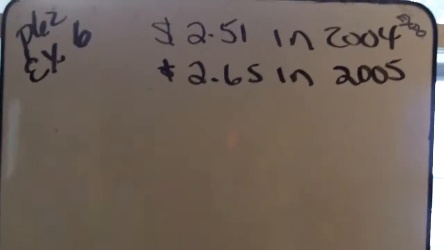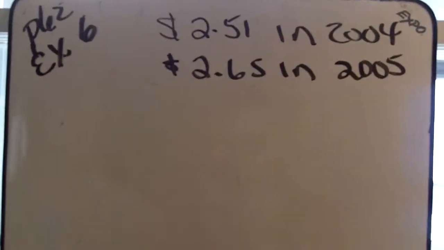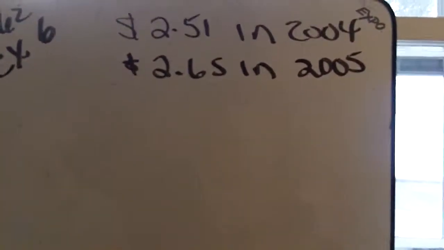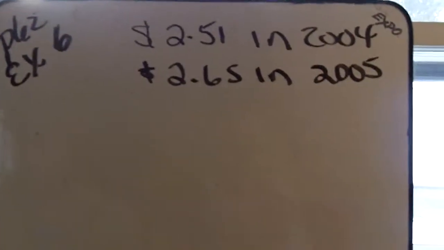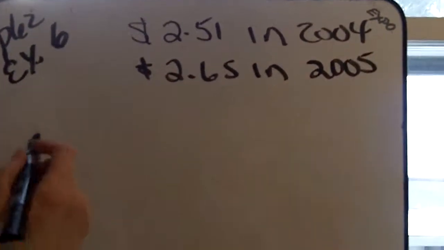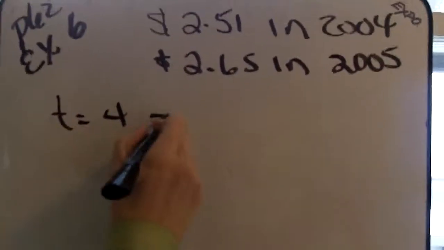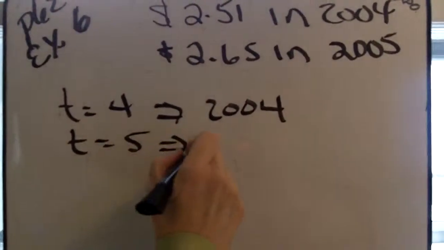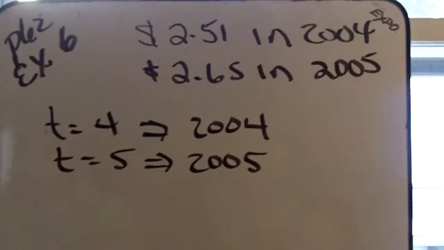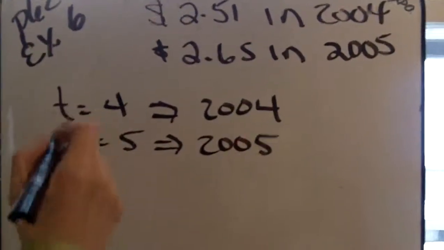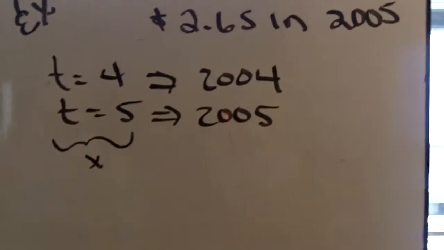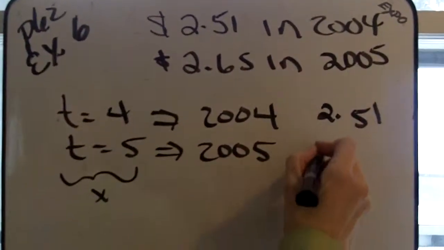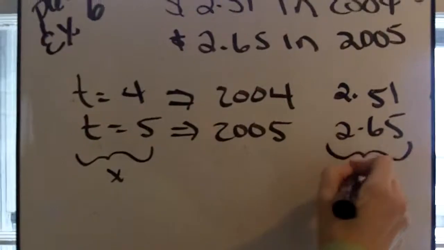So if we're going to assume that this is a linear situation, then we are going to have to find the slope of the line and the y-intercept of the line. So rather than use the number 2004, we can let t equal 4 to mean 2004. So t equals 5 would mean 2005. Then we can let these be our x values, and the corresponding prices, 2.51 and 2.65, will be our y values.